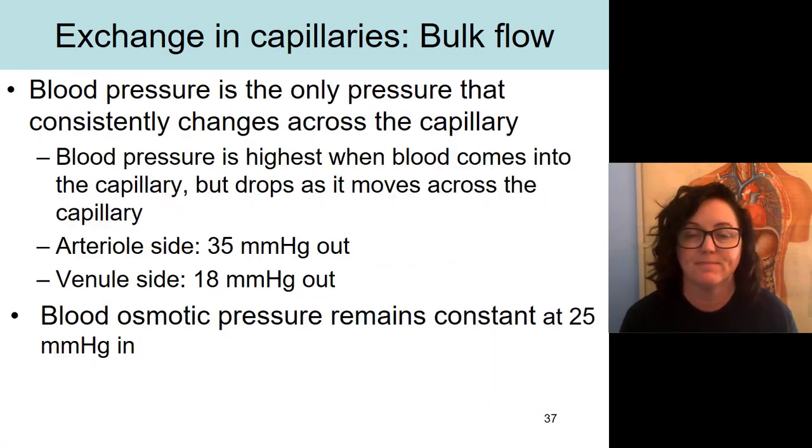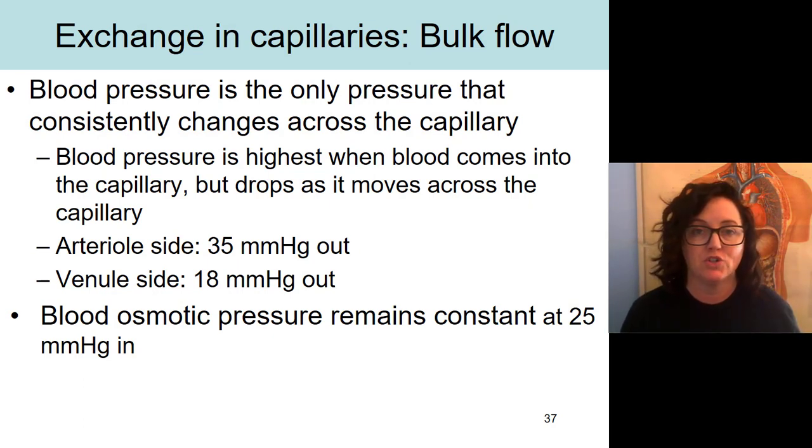about these two. When we look at a capillary, we see that the only pressure that really changes a lot is blood pressure. So blood pressure very consistently changes across the capillary. And as you can imagine, the blood pressure coming into the capillary is much higher than the blood pressure going out of the capillary. The blood pressure on the arterial side of a capillary is around 35 millimeters of mercury, whereas on the venule side, it's only about 18 millimeters of mercury. So that's a pretty good drop in pressure across our capillary.